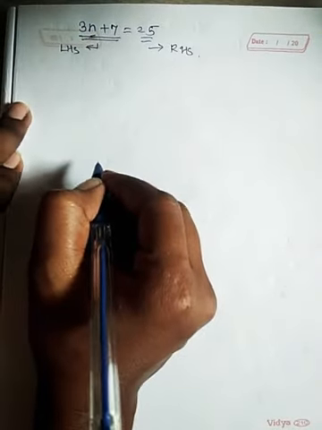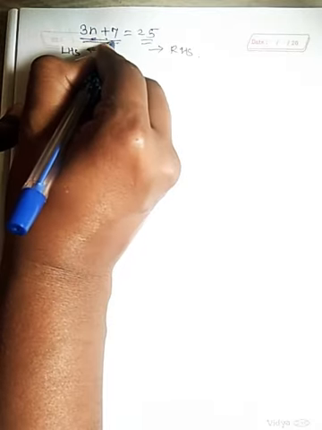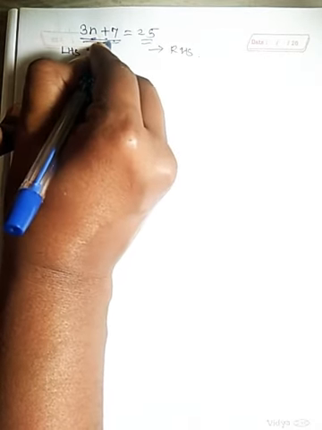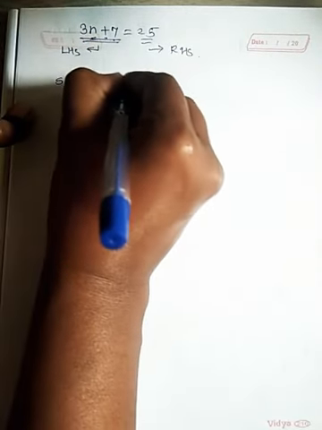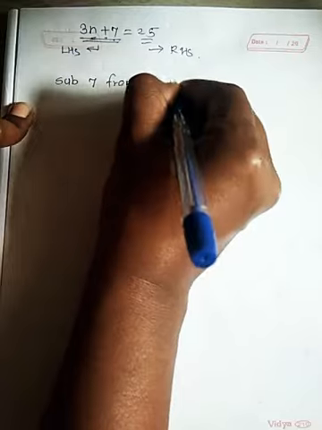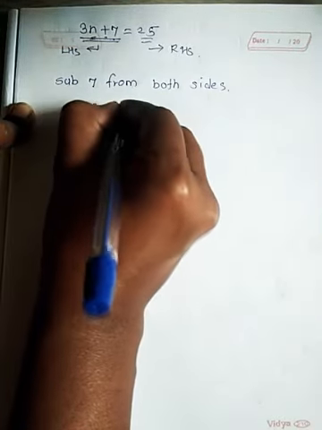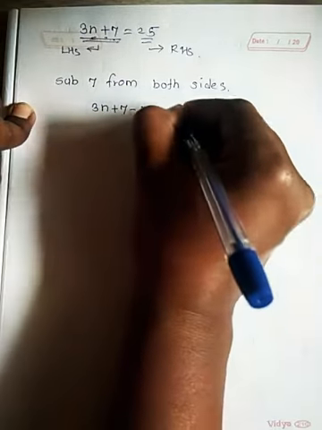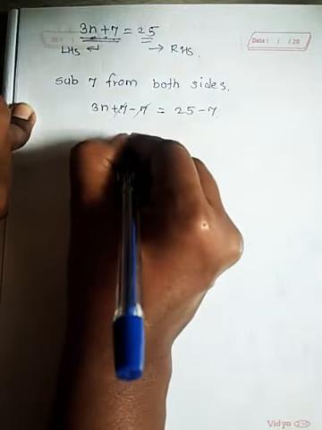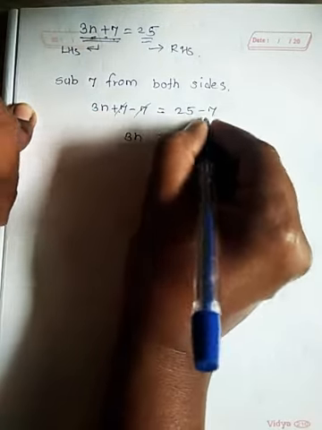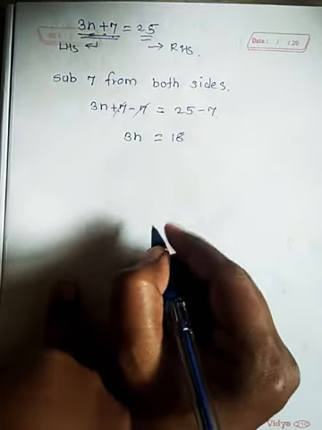Now first what we will do, we will subtract. See, plus 7 is there, so subtract 7 from both sides. Step number 1. 3n plus 7 minus 7 is equal to 25 minus 7. Now 3n plus 7 minus 7 gets cancelled. 3n is equal to 25 minus 7, which is 18.